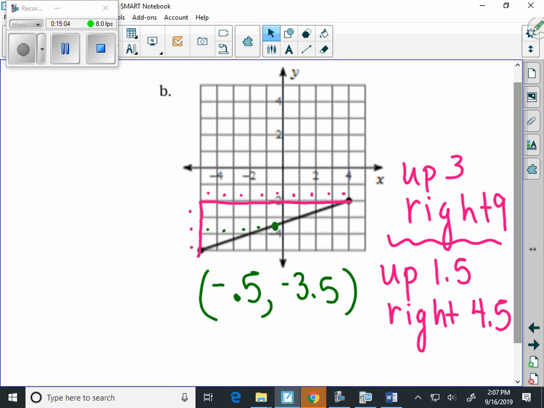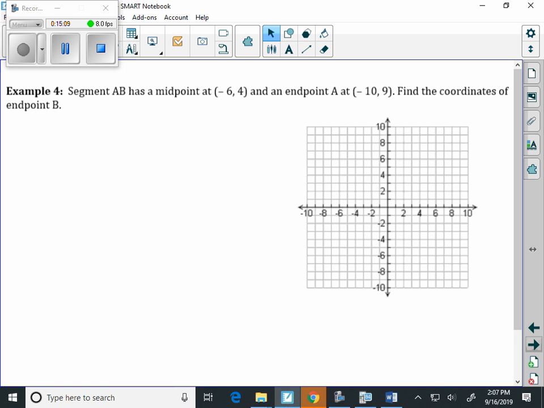Now, there's one final type of problem here, which says segment AB has a midpoint of negative 6, 4 and an endpoint of negative 10, 9. We want to find the coordinates of endpoint B. So once again, let's draw the picture, and the nice thing on this one is that these points fit on our graph. But we need to be a little bit more careful, because this time we're given the midpoint and we need to find the other value that gives us the actual midpoint when we finish.